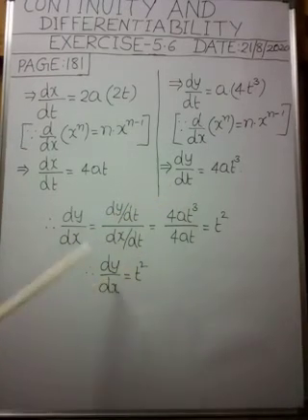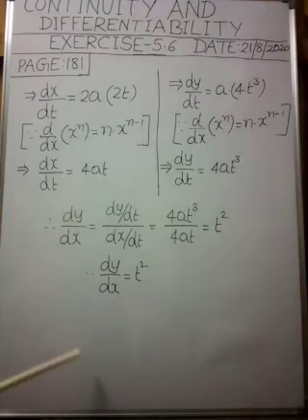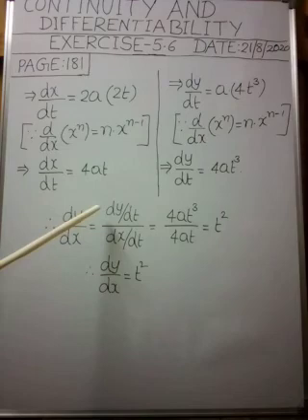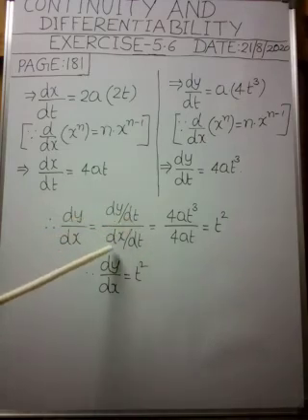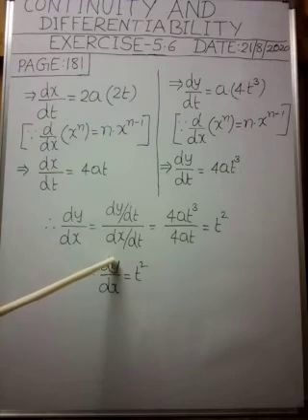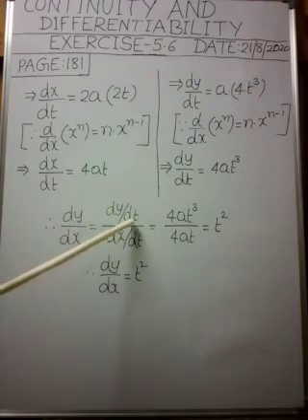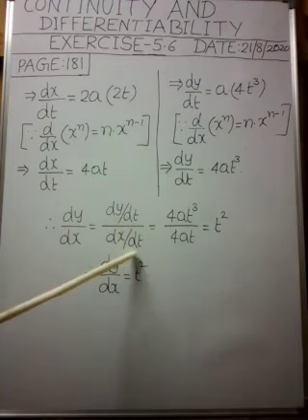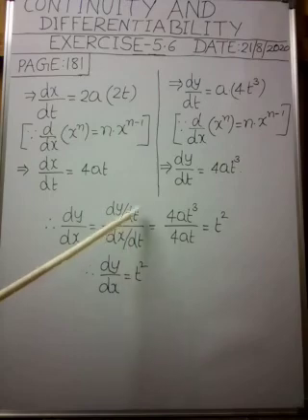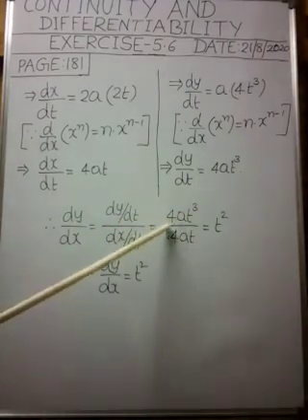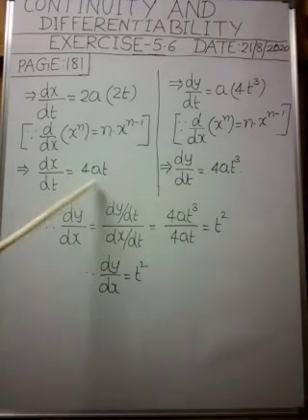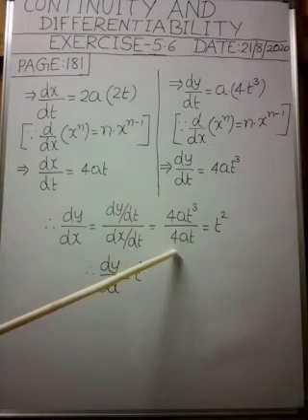Now we have to find dy by dx. Actually the question is we have to find dy by dx. So dy by dx is equal to dy by dt by dx by dt. I told you previously at the beginning of the concepts, dy by dx is equal to dy by dt by dx by dt. That is equal to, what is the dy by dt here? 4at cube by what is dx by dt? 4at. Understood this step, my dear children?